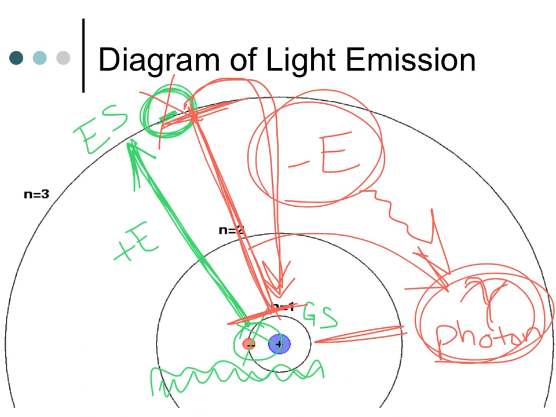What was that vocabulary word for the amount of energy? The quantum. A quantum of energy, the amount of energy between the transitions, which in turn becomes the amount of energy the photon has.